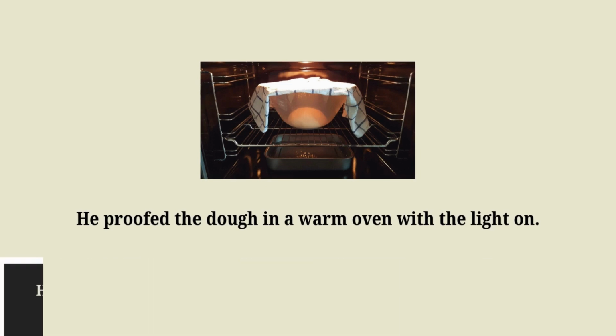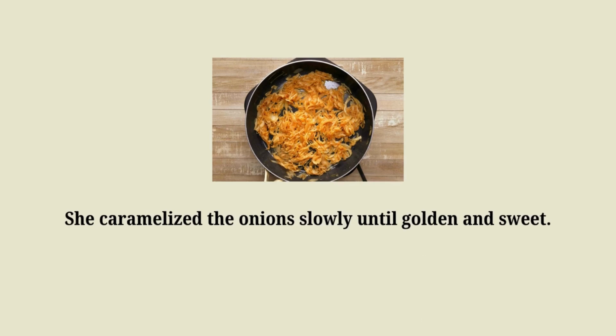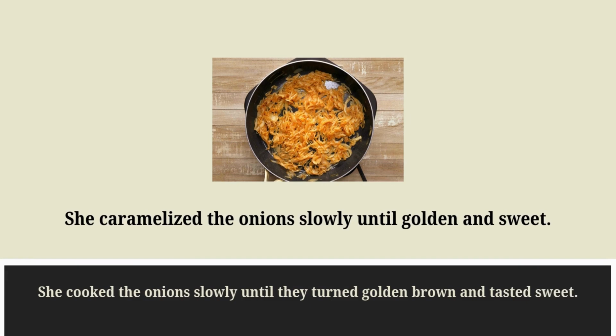So in simple terms, he let the dough rest and rise in a warm oven with the light on to keep it warm. She caramelized the onions slowly until golden and sweet. Means she cooked the onions slowly until they turned golden brown and tasted sweet.